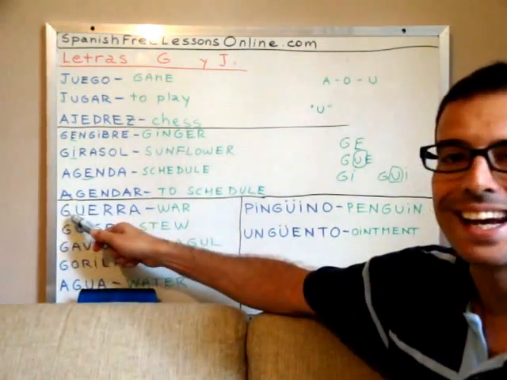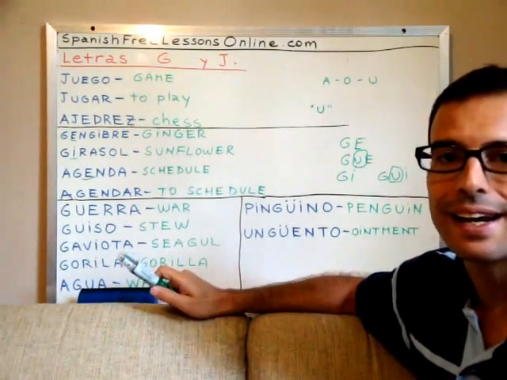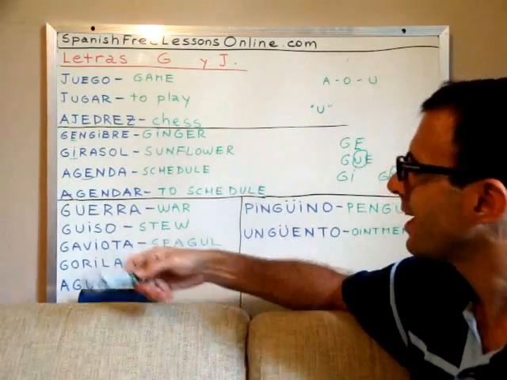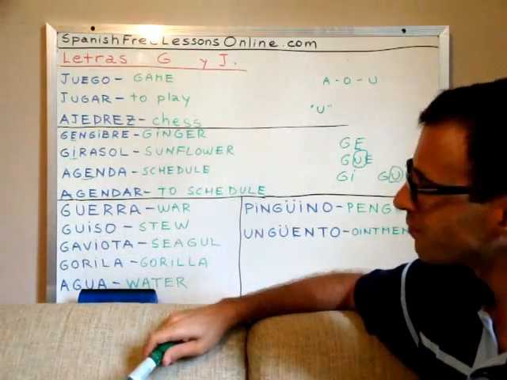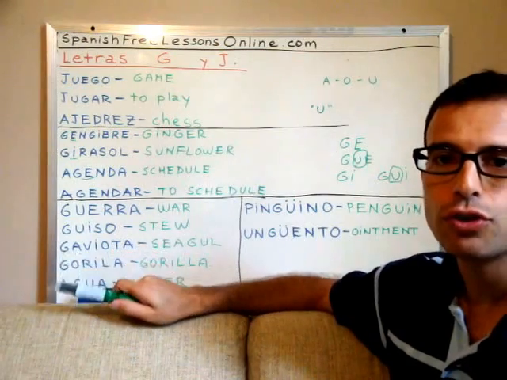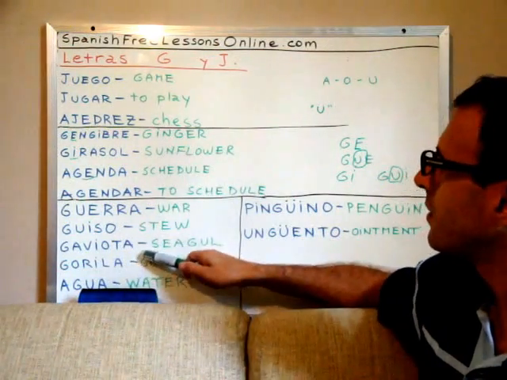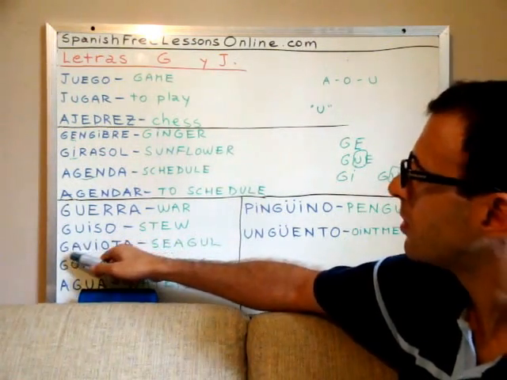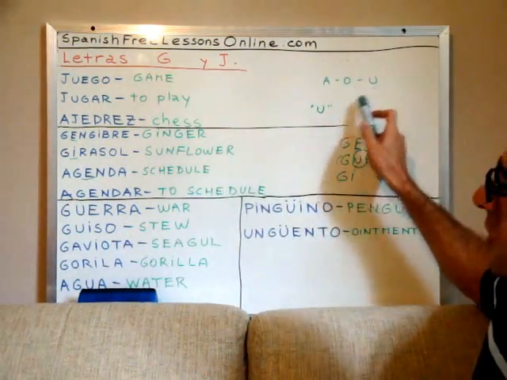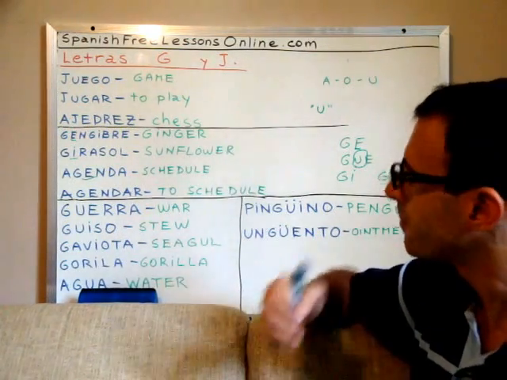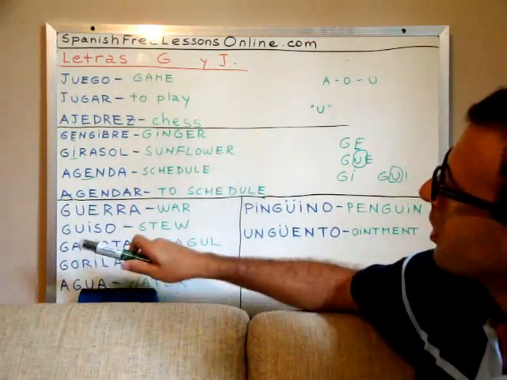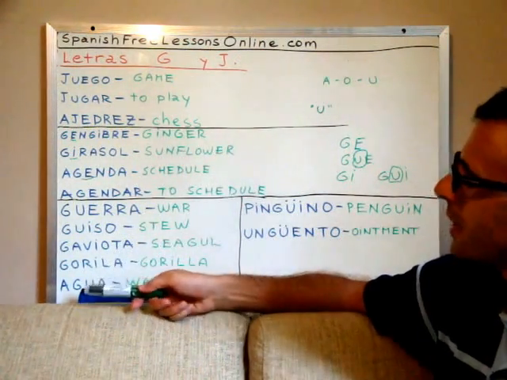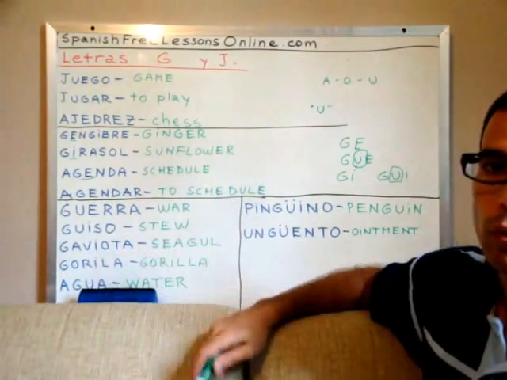So this is guerra or war. Guerra. Guiso, for a stew, to eat. Guiso. Then we have gaviota. Gaviota. This is seagull. Okay? Here we don't have the muted U, right? But for A, O, and U, it's the same G sound, same as in English. Gorilla. Gorilla for gorilla. And agua for water.